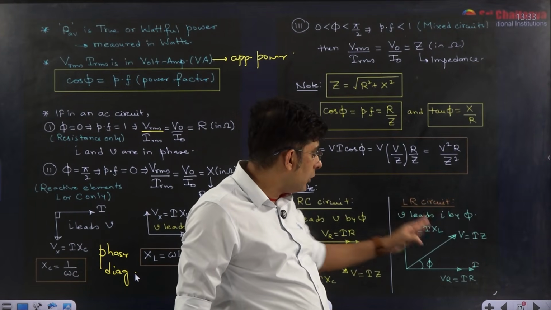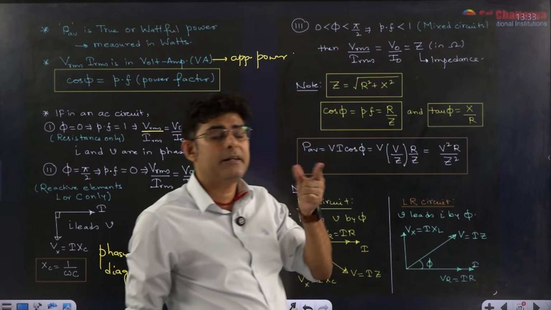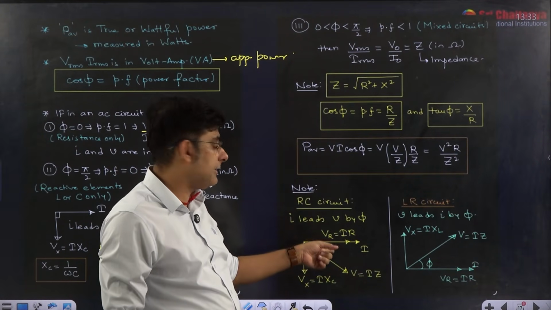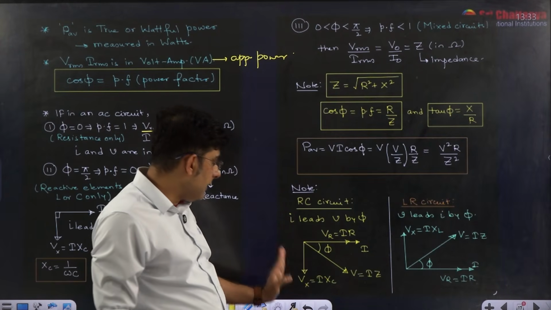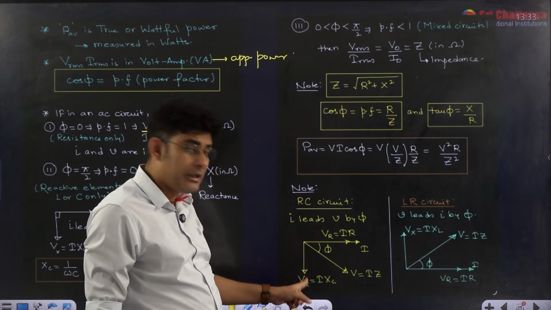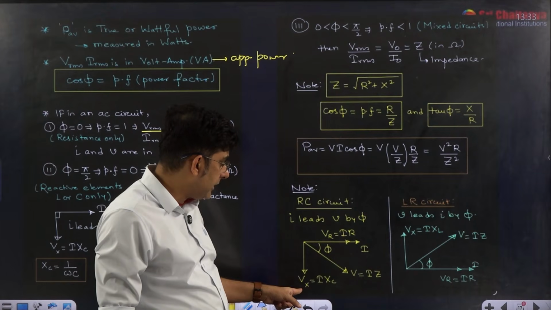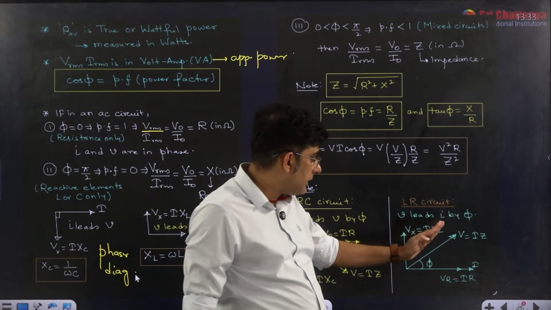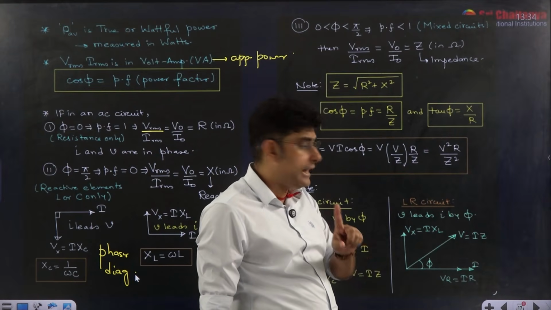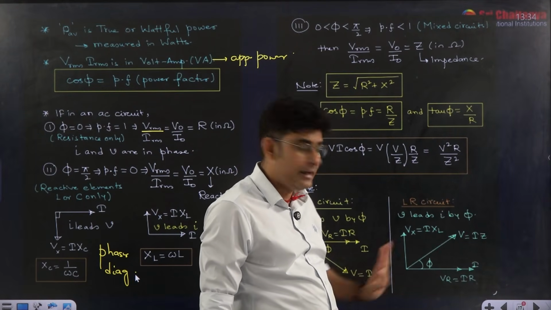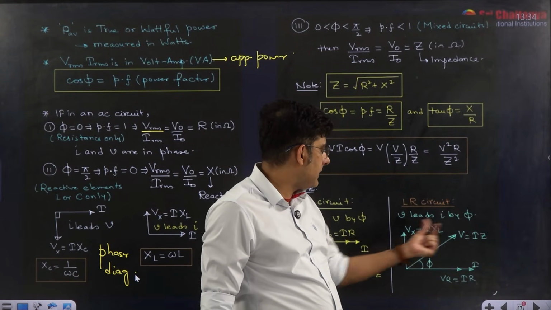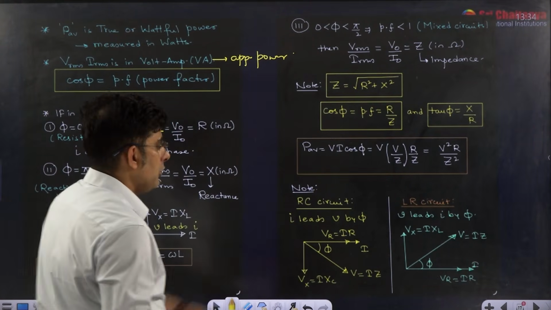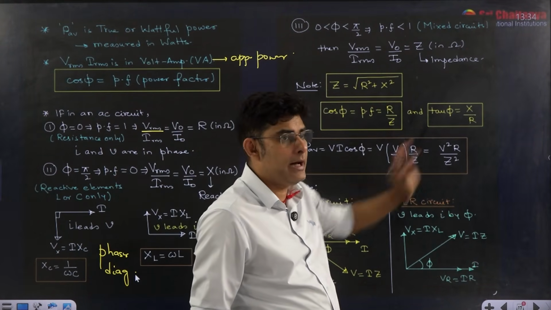LR circuit, voltage leads current. Whenever an inductor is there, voltage leads. Whenever a capacitor is there, current leads. If it was only a capacitor, current would lead voltage by 90, but there is both resistance and capacitance, so current is leading by a small angle phi. Here also voltage is leading the current but by phi, not by 90, because we have inductor as well as resistor. So V is equal to IZ, VX is I XL, VR is IR, and you can find tan phi as X by R.